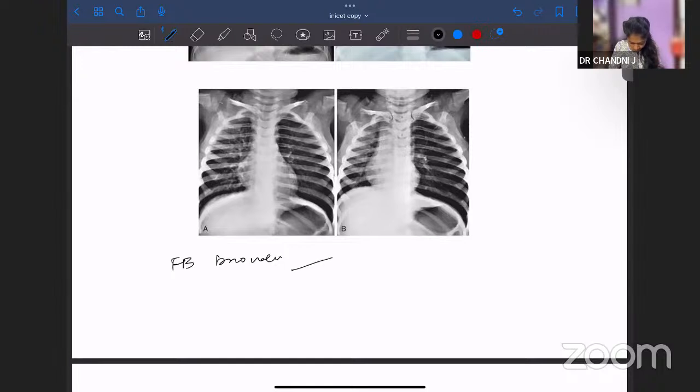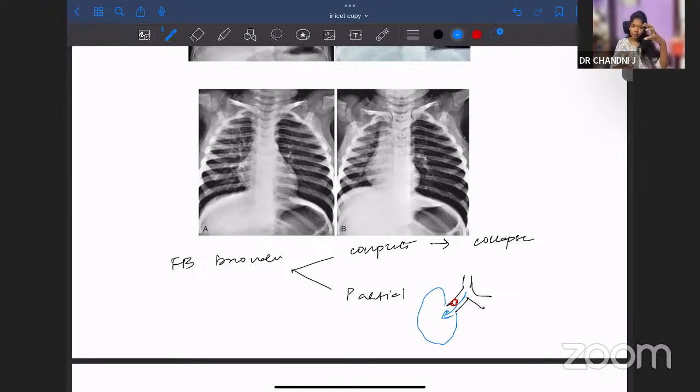So foreign body in the bronchi can cause complete obstruction, or it can cause partial obstruction. If it's complete obstruction, you will have collapse of the lung because air cannot go in, cannot come out. In partial obstruction, what is happening? This is the foreign body. This creates a ball valve effect. Air can go in during inspiration and it will cause the lung to inflate, but it cannot go out. It can come in, but it cannot go out. That is called the ball valve effect in partial obstruction. It will cause hyperinflation. That is why inspiratory and expiratory film is needed to diagnose foreign body.